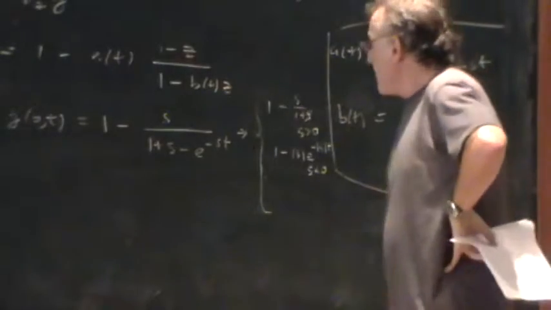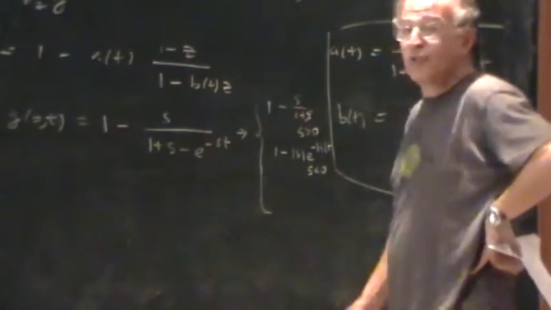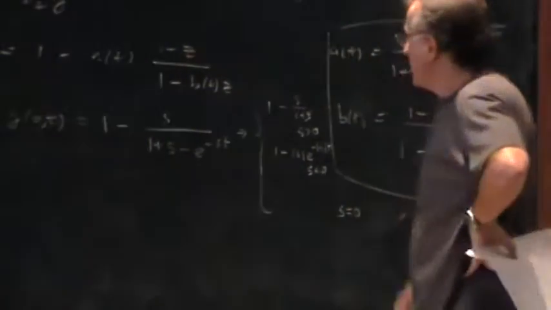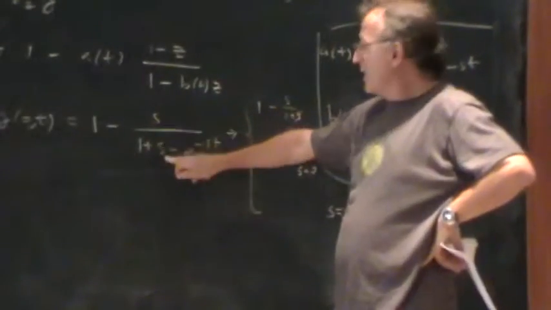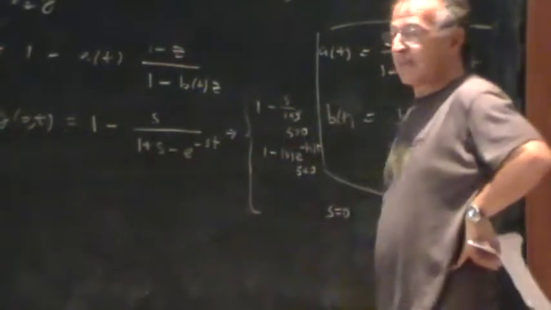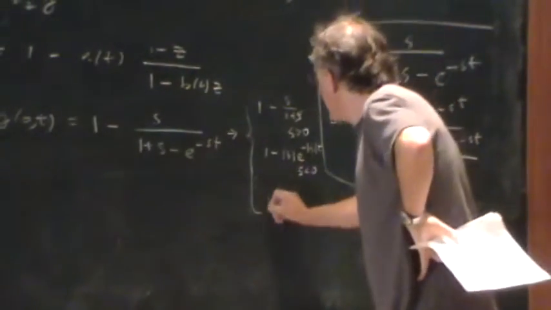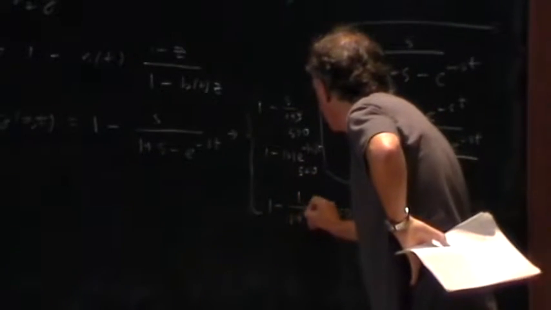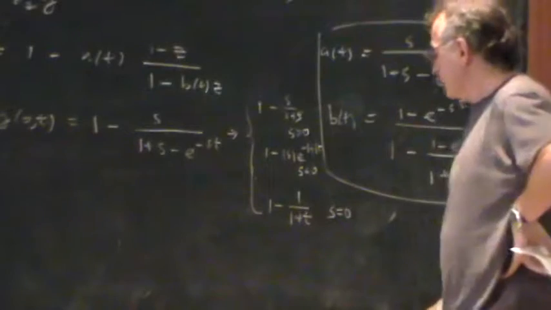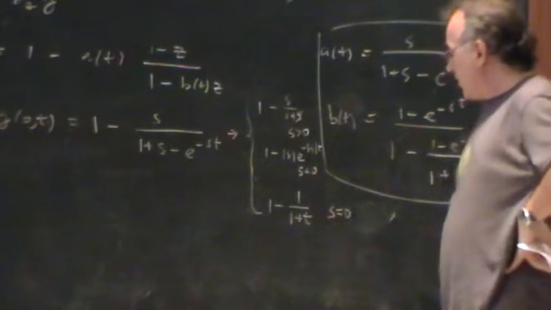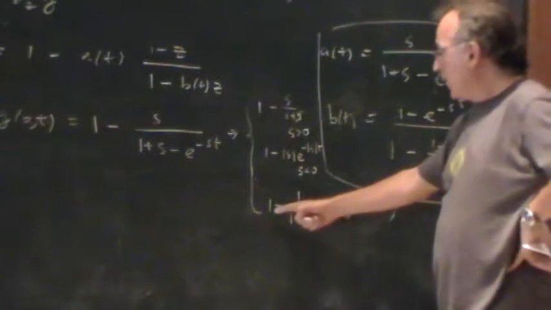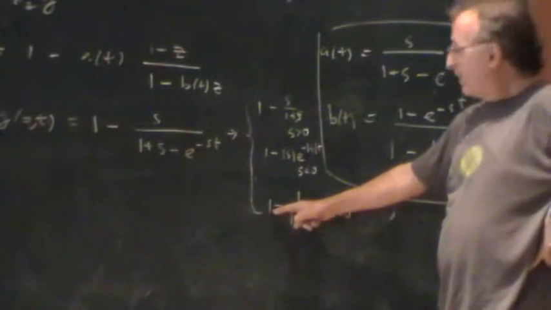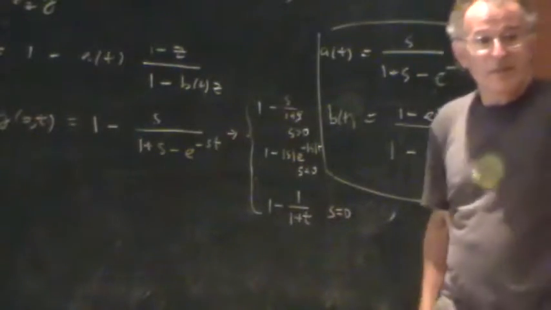And finally, how about the neutral case? So when s equals 0, we have to be a little bit careful about taking this limit here, but if you do it, you'll find 1 minus 1 over 1 plus t. So again, at long times, the neutral allele becomes extinct with probability 1.